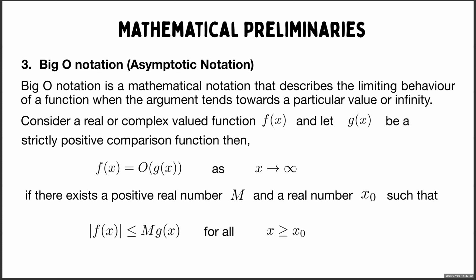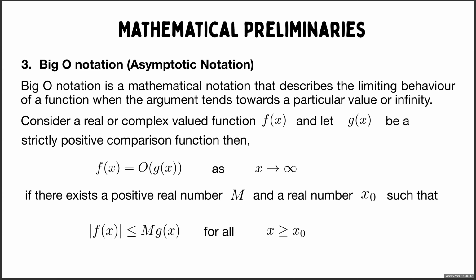If you consider some real or complex valued function f, and you let g of x be a strictly positive comparison function, then we usually say that f of x is big O of g of x, as x tends to infinity. What does this mean? It means there exists some positive real number M and a real number x naught, such that the absolute value of f of x is always bounded above by M times g of x for all x bigger than x naught. So what it's telling you is that for some value x naught, for all x bigger than that x naught, f of x will be bounded above by g of x.